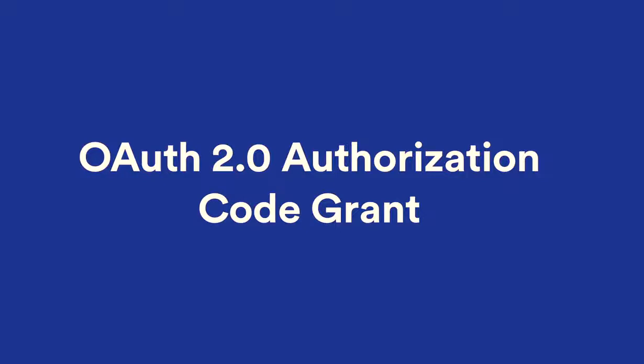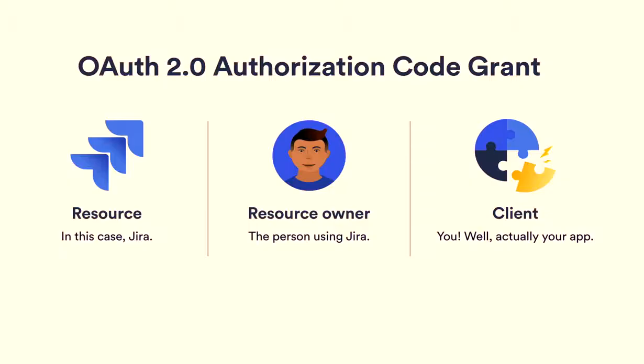So, OAuth2 authorization code grant. Another show of hands, who here knows about this? OK, cool, a few hands. Just going to quickly review the process. We refer to this authorization flow as three-legged OAuth, or 3LO for short, because there are three parts involved.